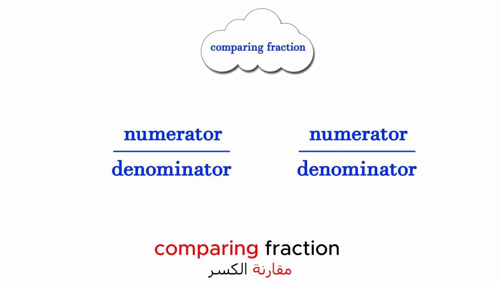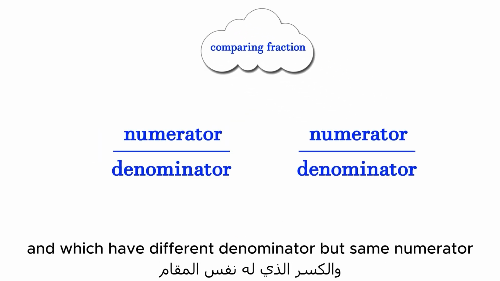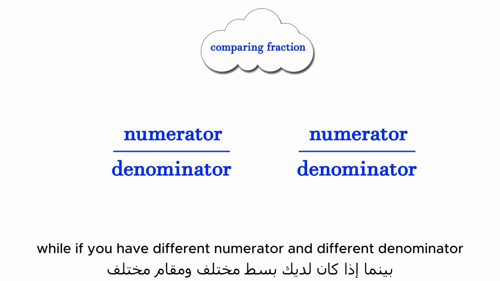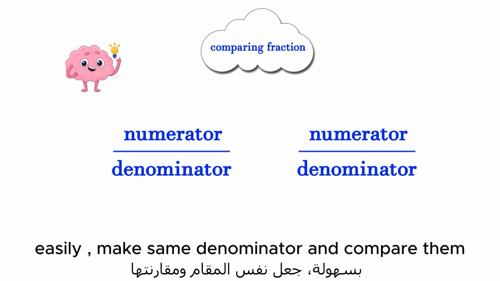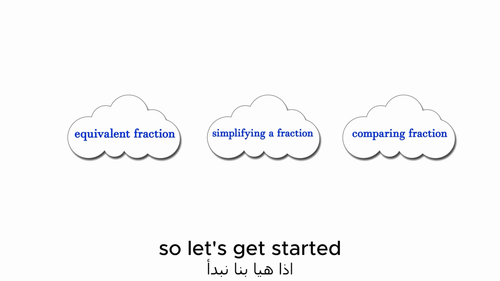Comparing fractions. Fractions which have the same denominator, compare the numerators normally. Which have different denominators but the same numerator, compare the denominators, but the biggest becomes the smallest. While if you have different numerators and different denominators, easily make the same denominator and compare them. Let's explain these three ideas well and take examples, so let's get started.